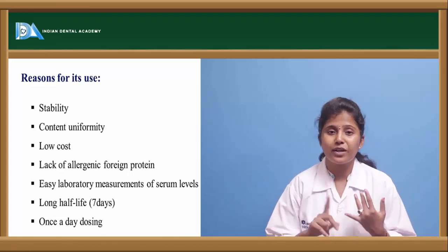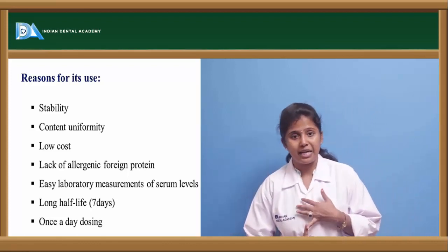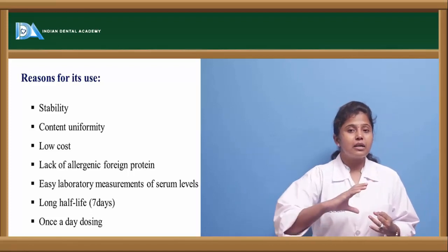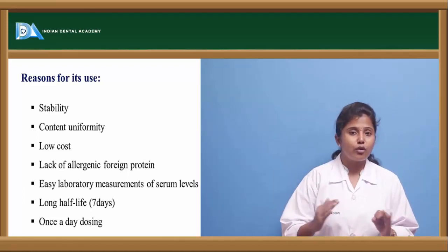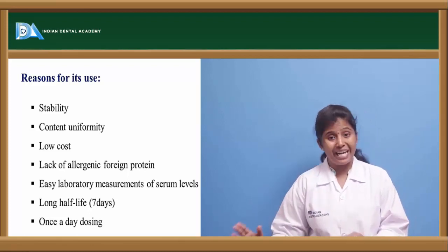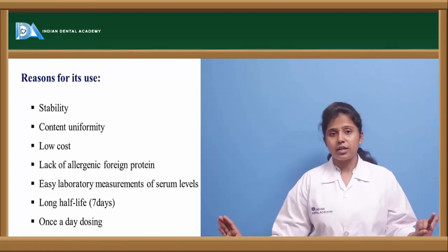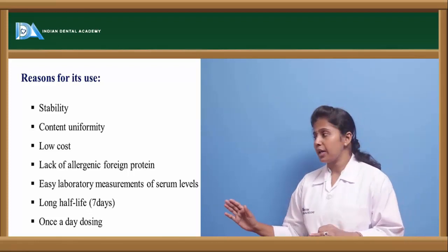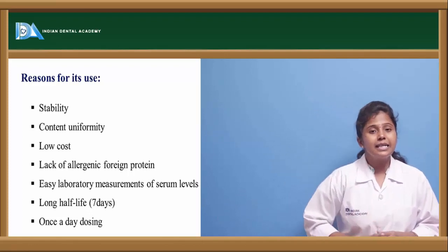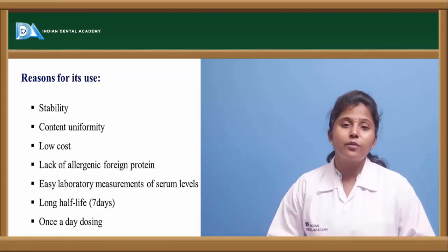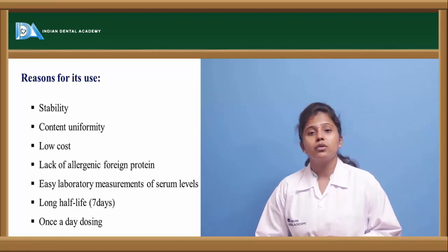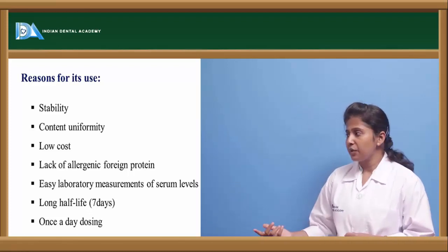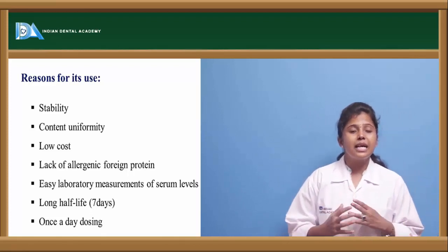Levothyroxine is cost effective, so anyone can buy the product, and it is stable. As we follow the dose and the therapy of levothyroxine for 6 to 8 weeks, it leads to a stable condition of the thyroid hormones and proper functioning. Content uniformity is a physical parameter used to evaluate a formulation. For better content uniformity this is preferred, and it does not cause any allergic reaction.